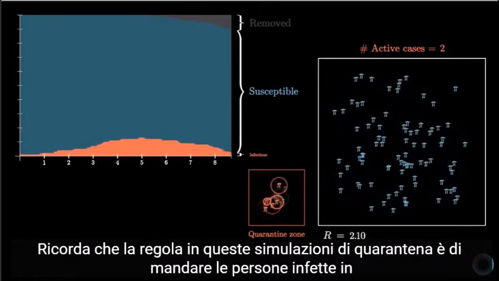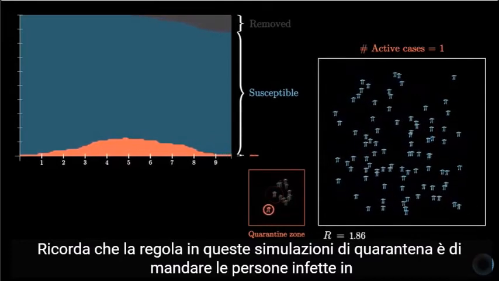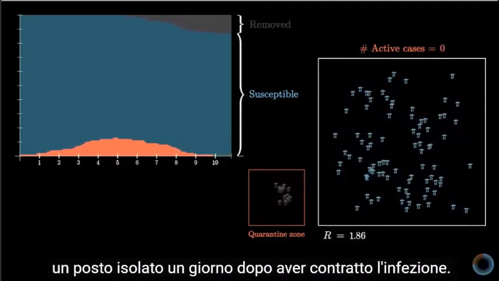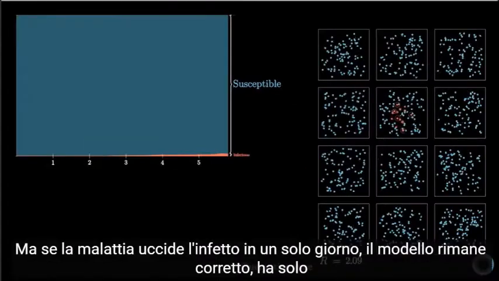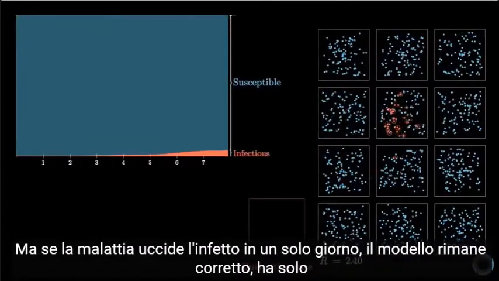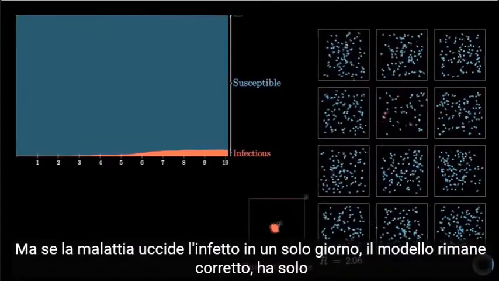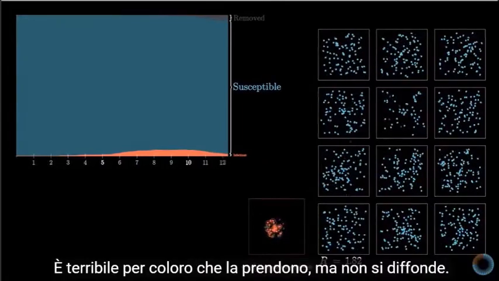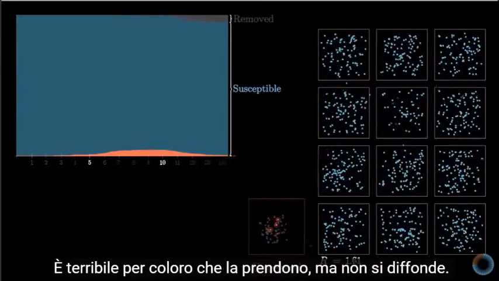Remember that the rule of this quarantine simulation is to send infectious people to a separate spot one day after they've been infected. But if the disease kills its host after one day, the model looks identical. It just has a much darker interpretation. It is terrible for those who get it, but it doesn't spread.